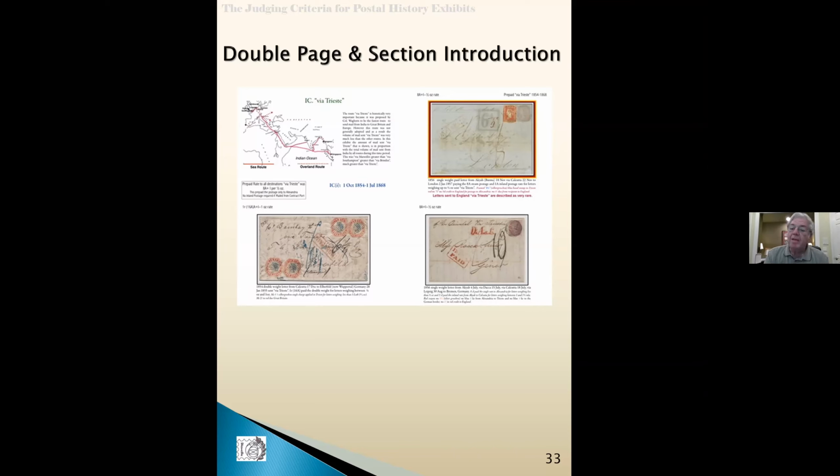I'm probably one of the reasons why the exhibitor finally ended up doing this, is that when I've judged this exhibit in America a number of times, it was hard to pick out his rarer items, his rarer postal history items. So this is the method he devised to highlight his rare items, which I think is a good presentation technique.